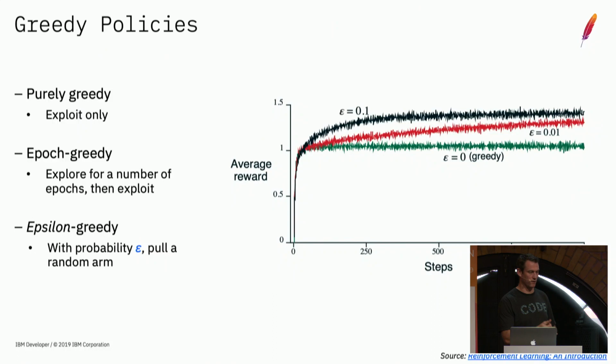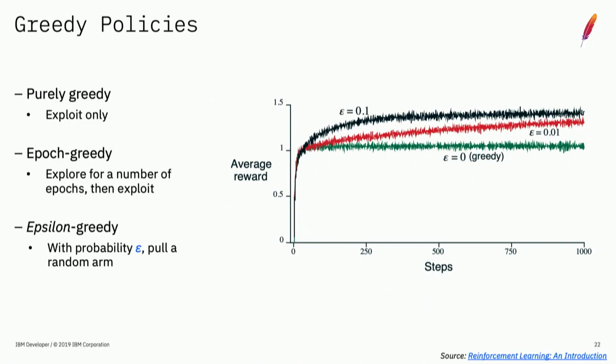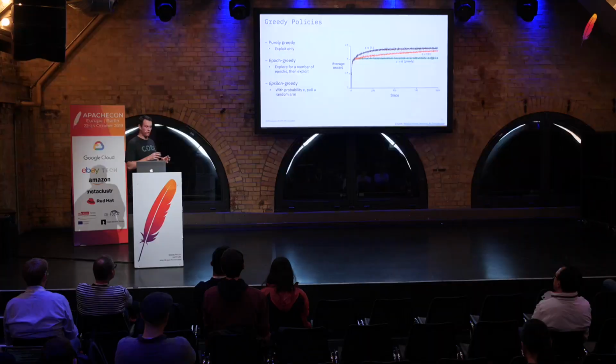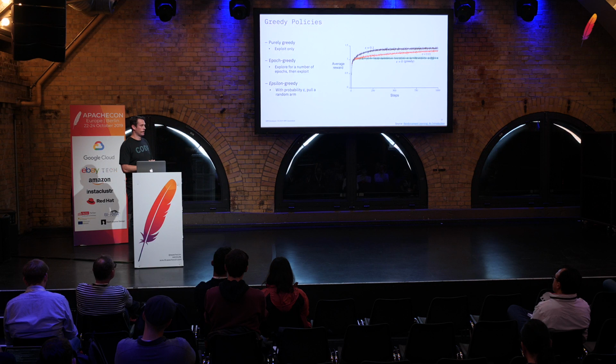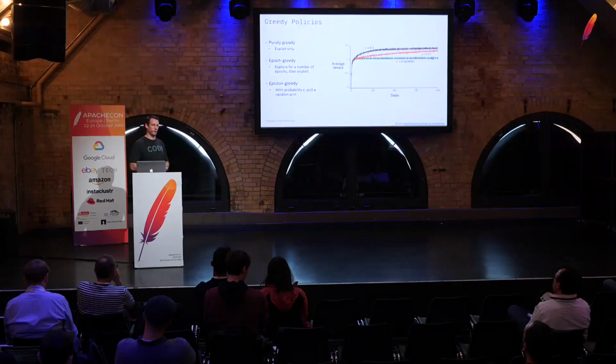I could, as I said, interleave those policies, or those epochs, in between each other. So I could explore for a while, then exploit for a period, and then go back to exploring just to check if something has changed. And then if we generalize that approach, we get to epsilon greedy, which says with probability epsilon, normally quite small, 1%, 10%, 5%, I'm going to pull a random arm. And with probability 1 minus epsilon, I'm going to pull the arm with the highest payoff. So this is slightly more principled: I have a principled way of exploring, but I'm still going to spend most of my time exploiting what I know.